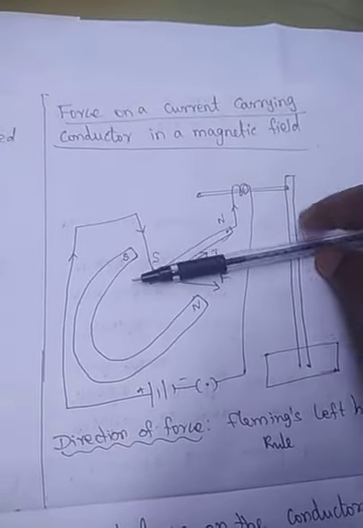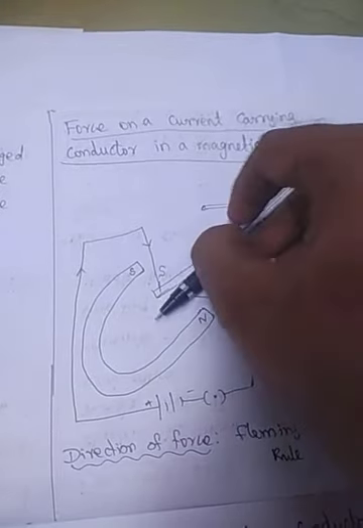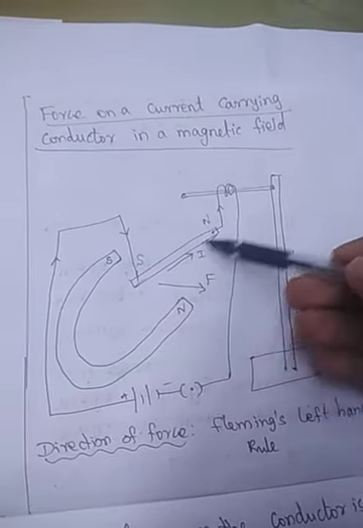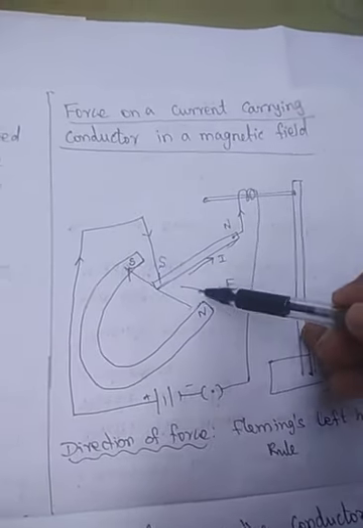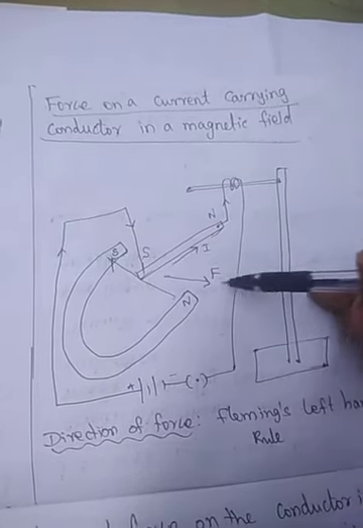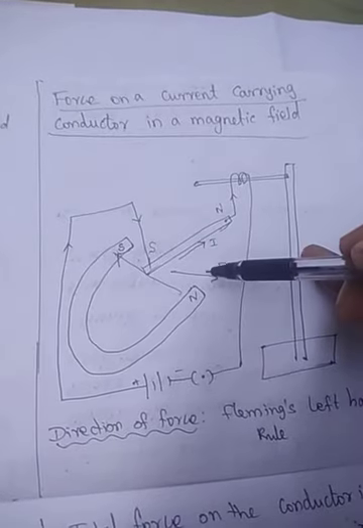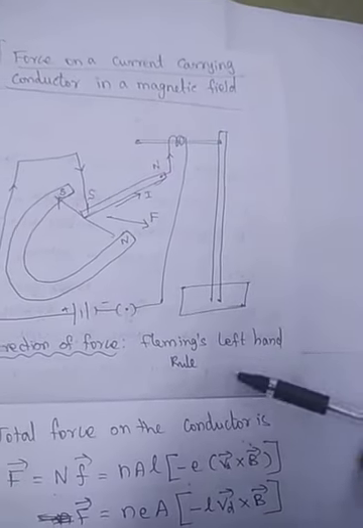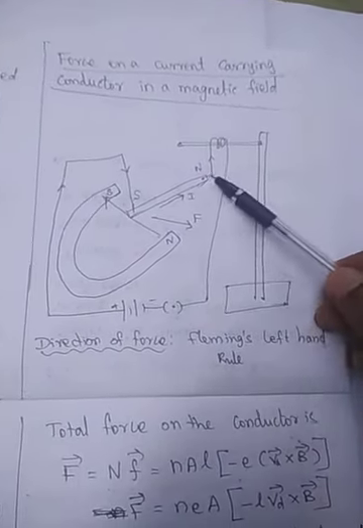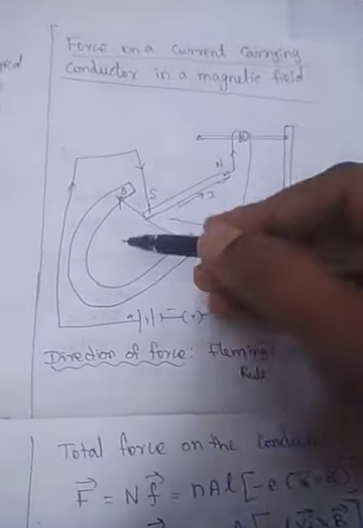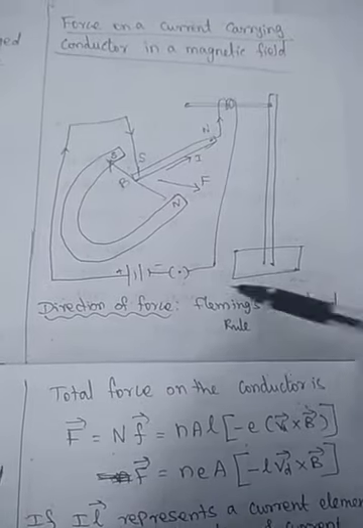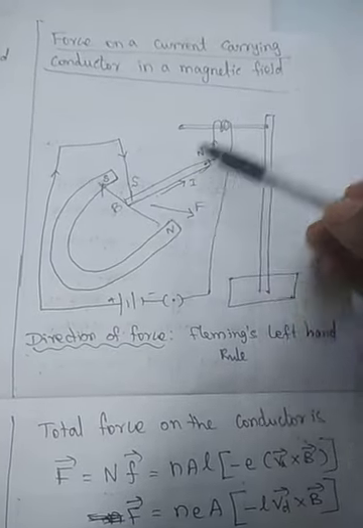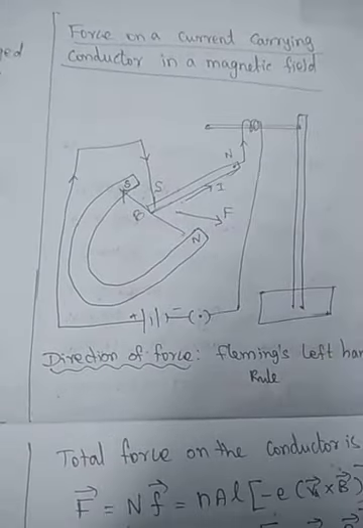So the conductor will be deflected in this direction. When the current direction is this way and the magnetic field direction is here, the force will be in this direction. That is explained clearly in Fleming's left hand rule. So this is the current direction, this is the magnetic field direction B, and this is the direction F of the force experienced by a current carrying conductor placed in a magnetic field.